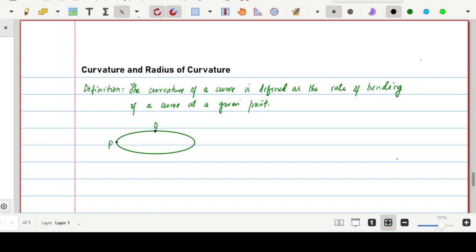तो हम देख सकते हैं कि इस point P पे जो ellipse की curve है, it bends too quickly as compared to ये कितना bend होता है at the point Q. तो point P पे ellipse ज़्यादा bend होता है और point Q पे ellipse कम bend होता है। तो हम ये कह सकते हैं कि पॉइंट P पे इस इलिप्स का कर्वेचर ज़्यादा है और पॉइंट Q पे इस इलिप्स का कर्वेचर कम है.